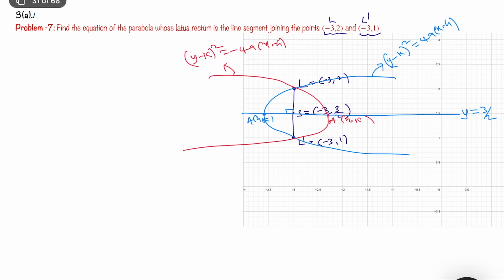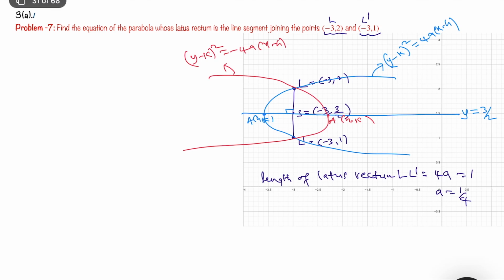First, let me find the equation of the parabola which opens to the right side. First we have to figure out a. We know the length of the latus rectum L L dash equals 4a, which is actually 1, as you can see. So 4a equal to 1, that implies a equal to 1 by 4.